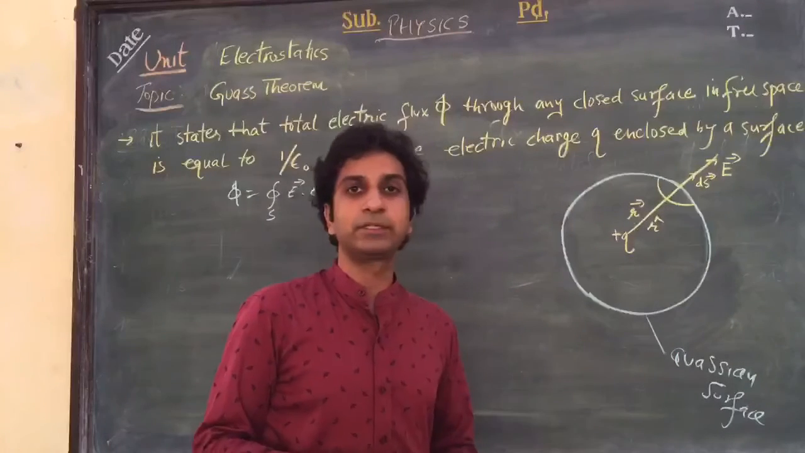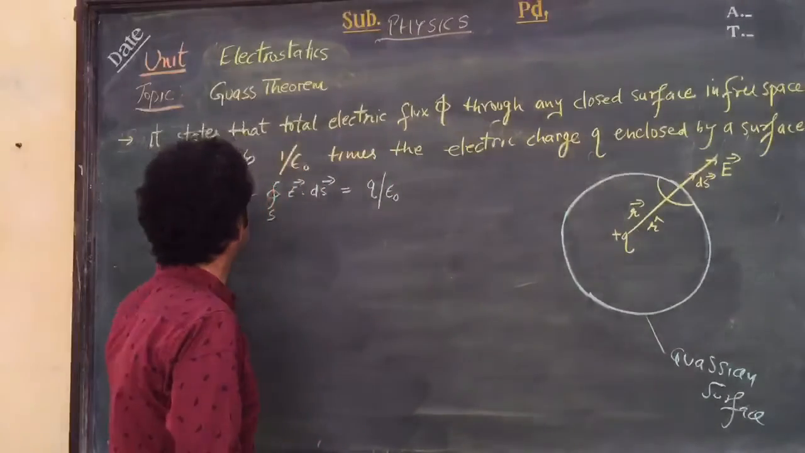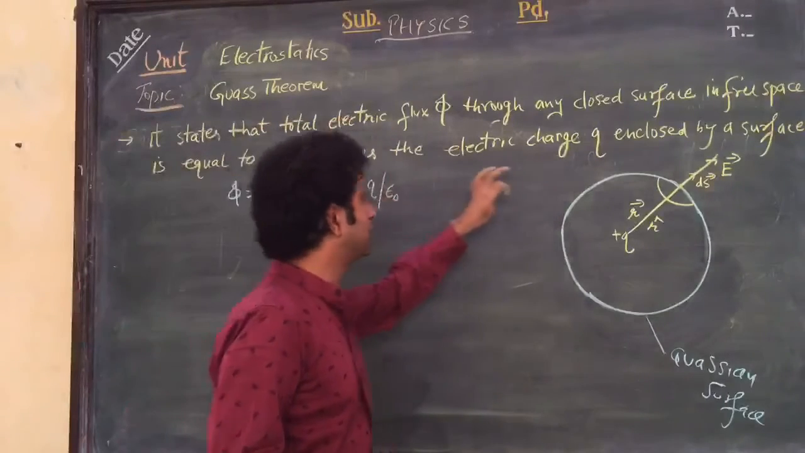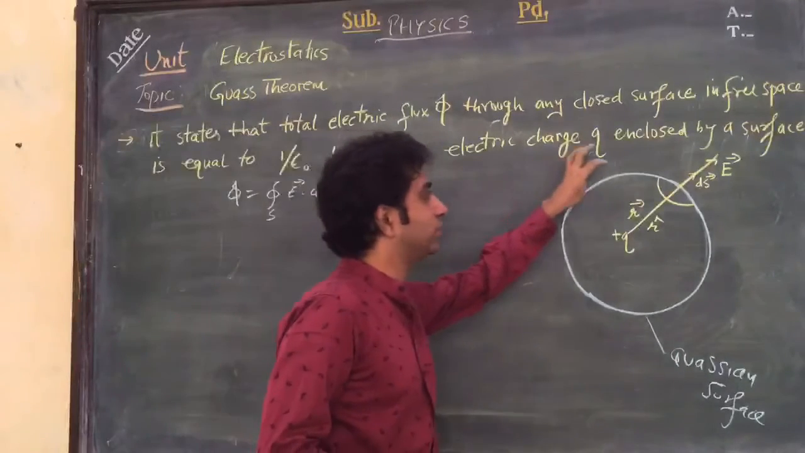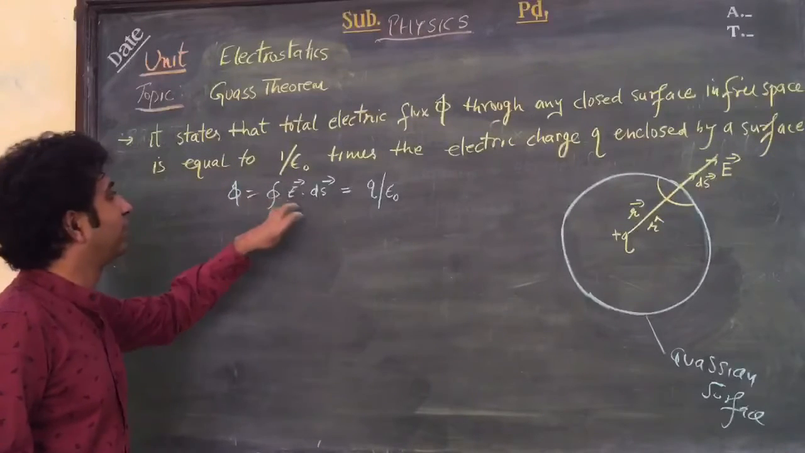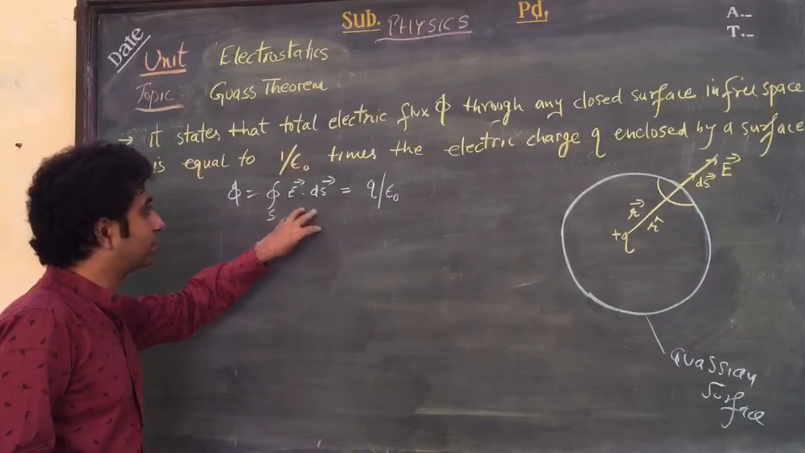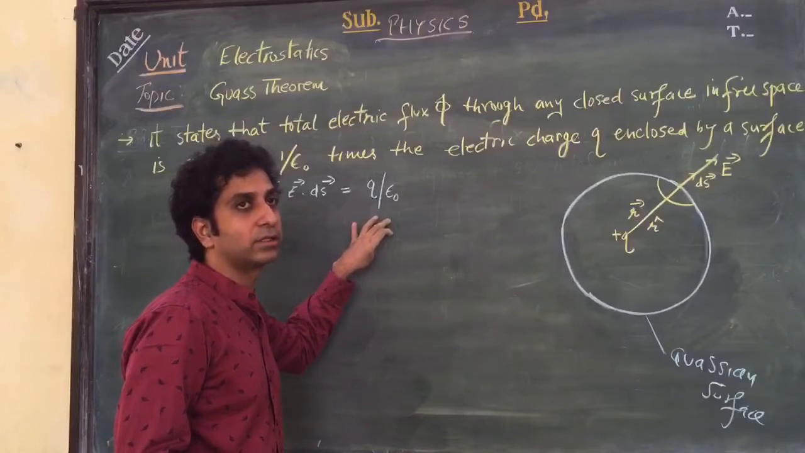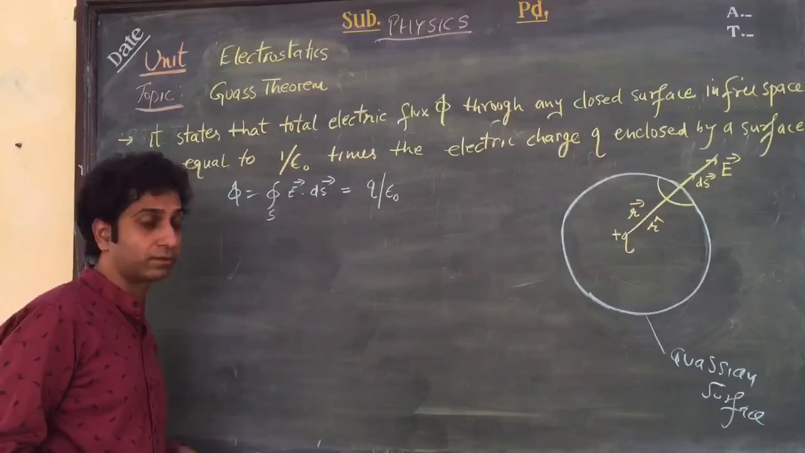Today's topic is what is Gauss theorem. Gauss theorem says that the total electric flux through any closed surface is equal to 1 by epsilon naught times the electric charge enclosed by the given surface. Mathematically, flux is defined in the alternative form, that is, the integral of E dot dS is equivalent to Q by epsilon naught, where epsilon naught is the permittivity. This is the basic mathematical statement of the Gauss theorem.